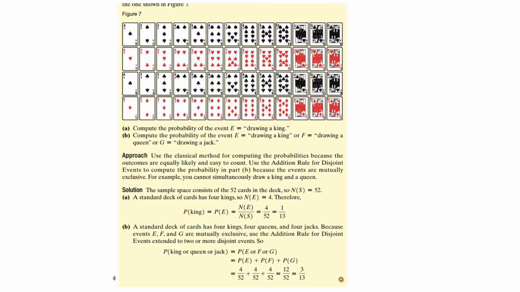We can also do problems like this with cards. This is the deck of cards. So here we have spades, hearts, clubs, and diamonds. Compute the probability of drawing a king if we draw a single card. Well, there are 52 cards, and 4 kings out of 52, so that is 1 out of 13.